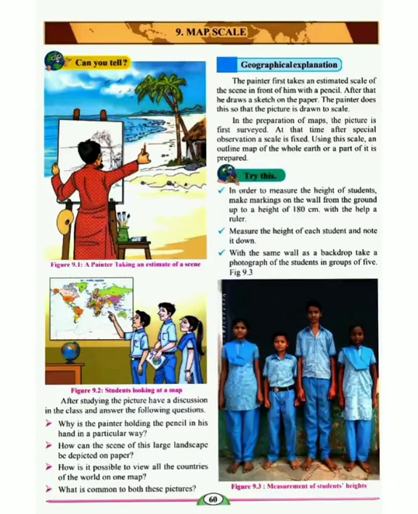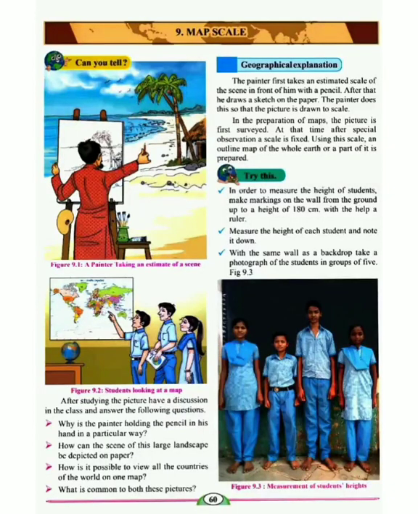Easy? Try this. In order to measure the height of students, make markings on the wall from the ground up to a height of 180 centimeter with the help of a ruler. Okay, तो आपको क्या करना है, ग्राउंड से लेके 180 सेंटीमीटर पे एक मार्क करना है. जहाँ पे भी वो 180 सेंटीमीटर आएगा वहाँ पे you have to make a mark. Measure the height of each student and note it down. With the same wall as a backdrop, take a photograph of the students in groups of 5.